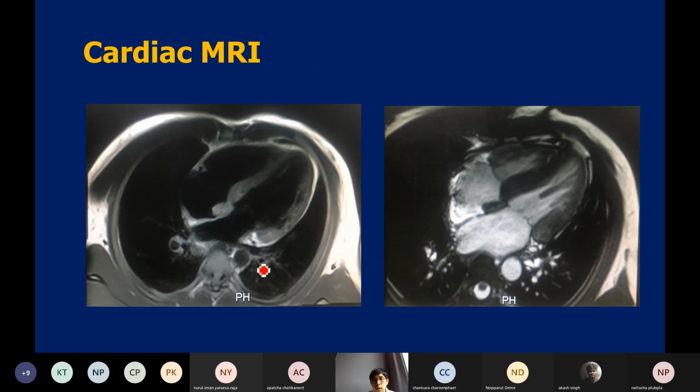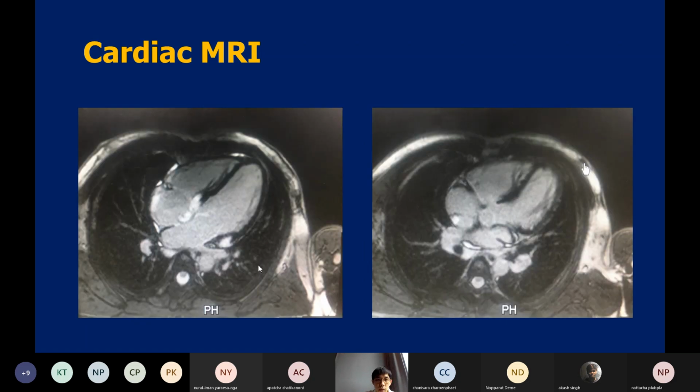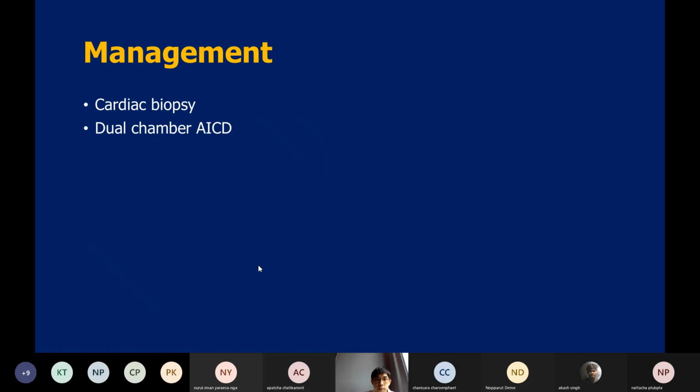And also, if it is AV node dysfunction, it is more likely to have some rare disease that could cause AV node dysfunction, such as amyloidosis. If we suspect those diseases, we can also proceed to do a cardiac MRI to confirm the cause of the AV node dysfunction. This is an example of the cardiac MRI.